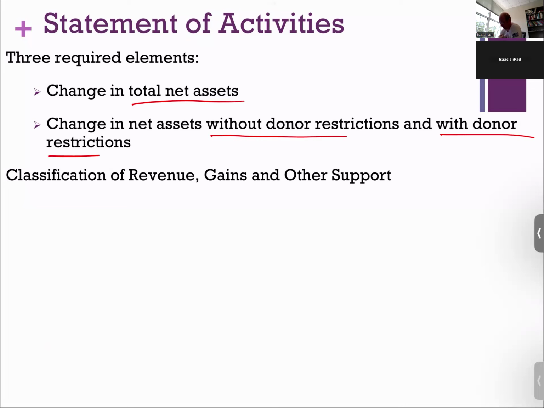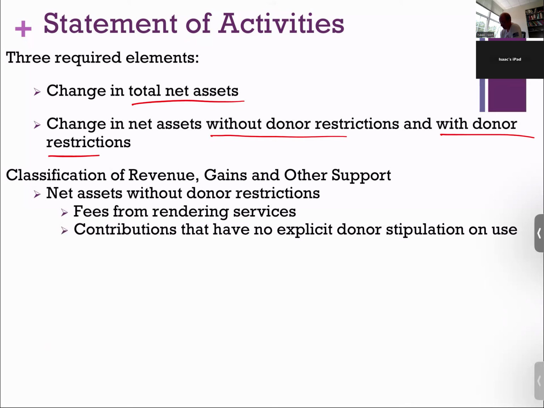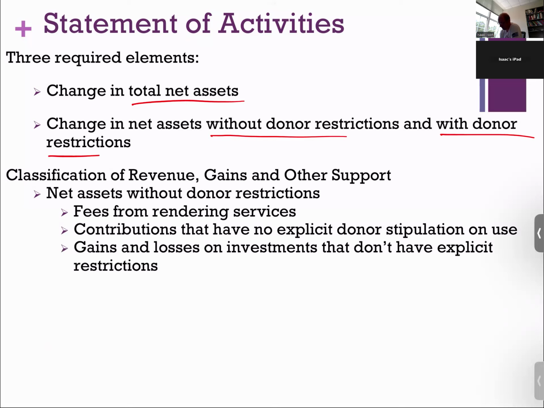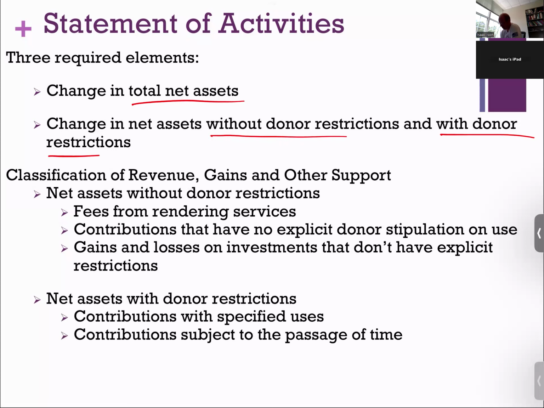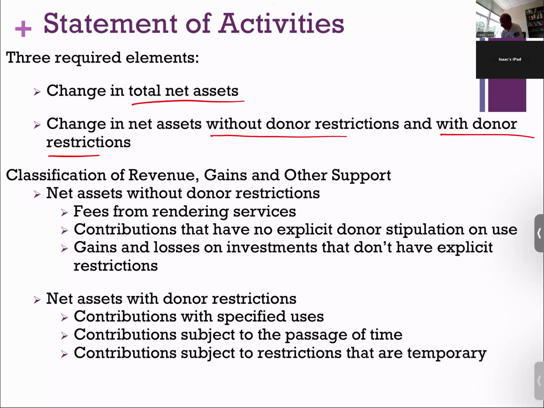And then classification of revenue, gains, other support, again, with donor restrictions, without donor restrictions. So you can see under those without donor restrictions: fees, gains on investments that don't have restrictions, contributions that don't have anything. And then net assets with donor restrictions: contributions with specific uses. Nothing new there, right? Stuff like that.